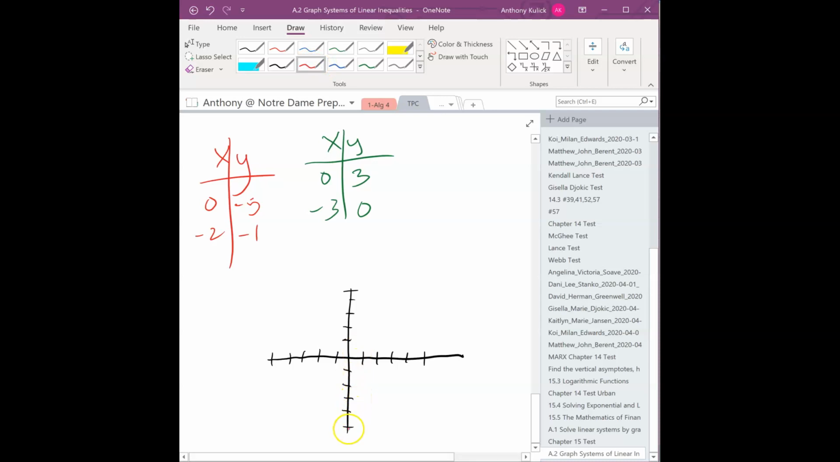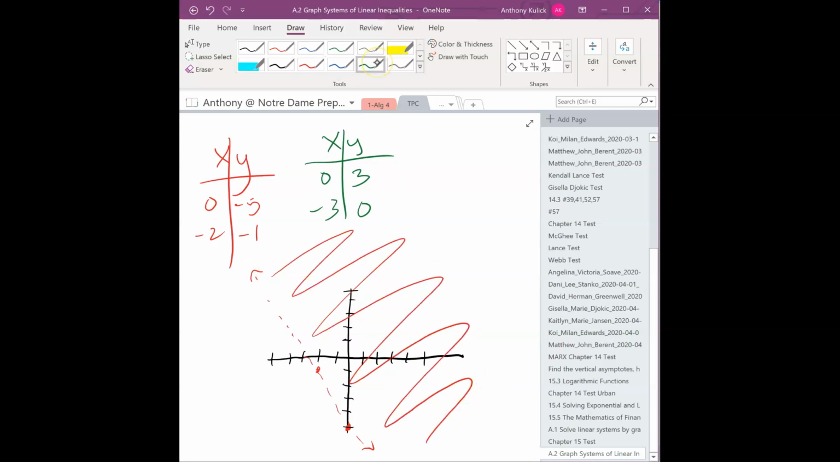Okay, so I have 0, negative 5, and then negative 2, negative 1. And we said that this line was going to be our dashed line, and we're going to be shading above. Okay, then we'll do our green. So that's 0, 3, and then negative 3, 0. We said this was going to be our solid line, and this one we were going to shade below.